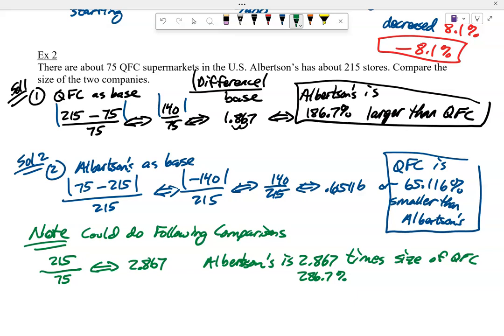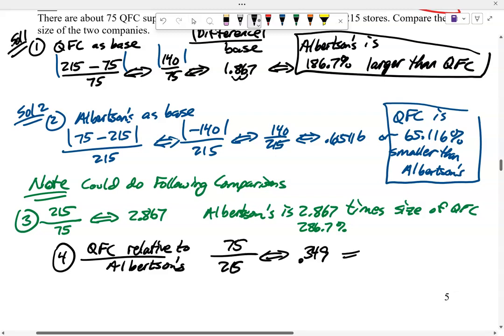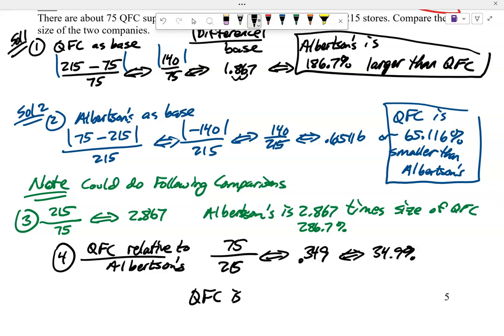All right. One other one. What if we did QFC relative to Albertsons instead? All right, so 75 over the 215, or 0.349, or 34.9%. So QFC is only 34.9% relative size of Albertsons.